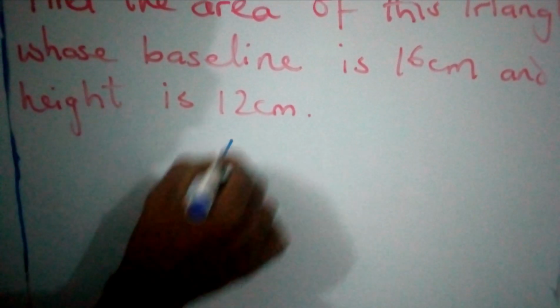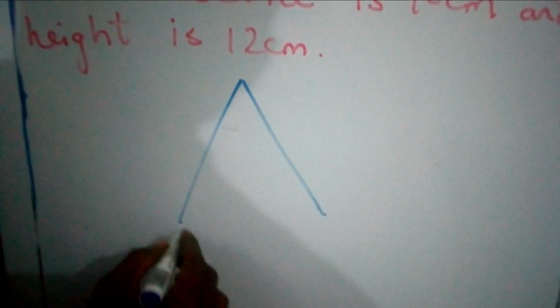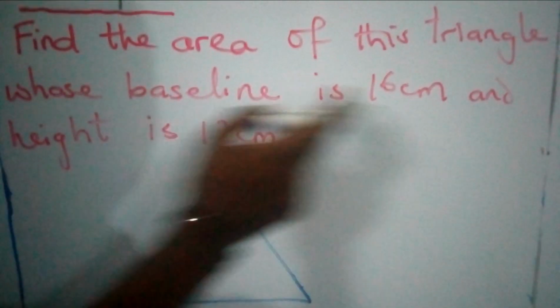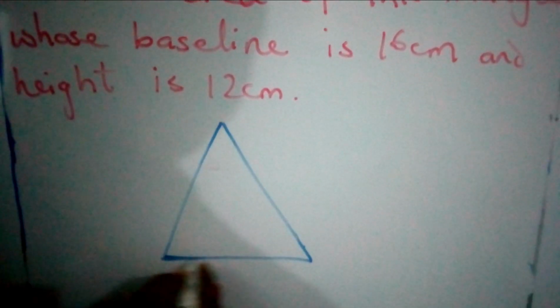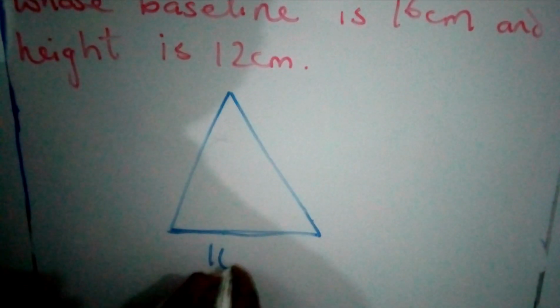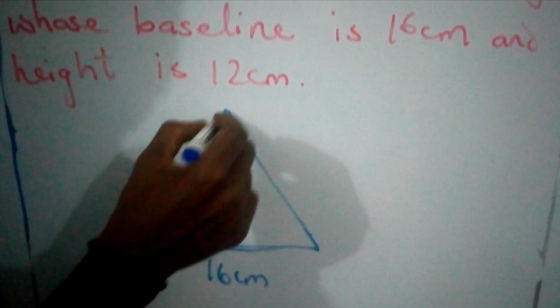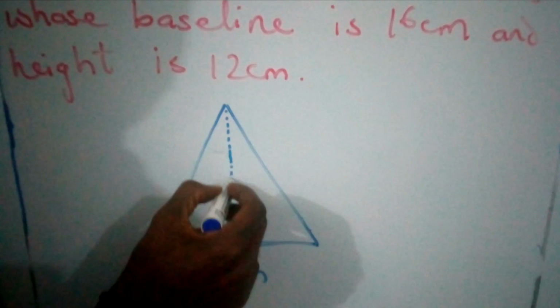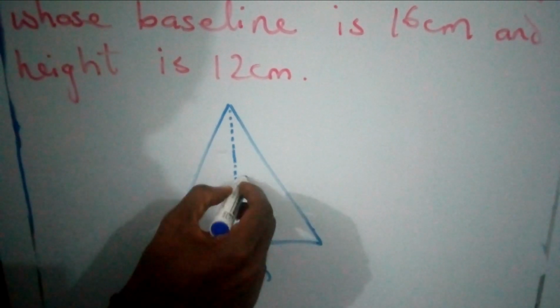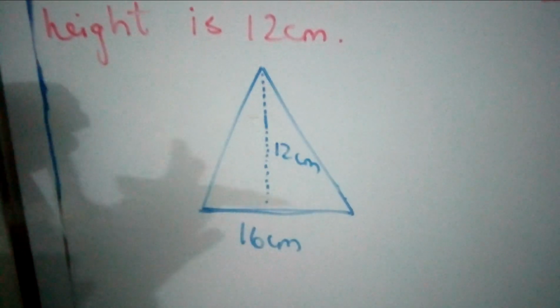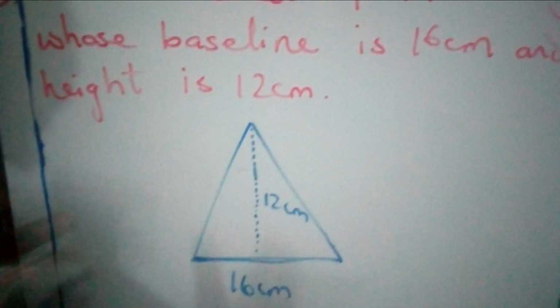So let's assume we have a rectangle like this, and we have been told that the baseline is 16 centimeters. This is what is referred to as the baseline. This is the base, 16 centimeters. And the height is 12 centimeters. The height of this rectangle would be like this at the middle. You have 12 centimeters. Okay? We are to find the area of this triangle.